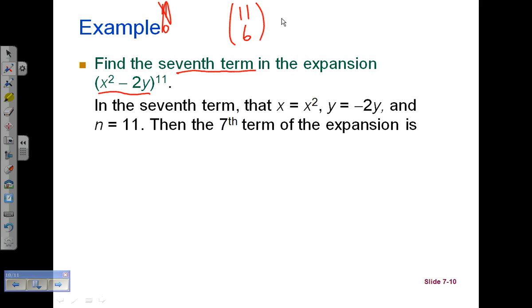So we know the coefficient from Pascal's triangle is 11, 6. So we know in the 7th term, the last one is going to be to the 6th power, because don't these always match? And don't these have to add to 11, so that would be to the 5th. So I put x squared in right here. I'm in good shape. I'll put negative 2y in right here. And then I can work it out. Okay?